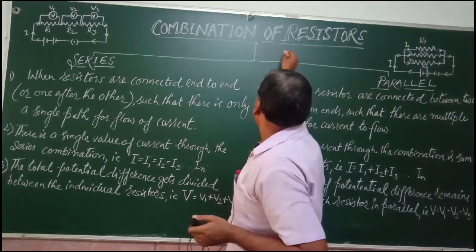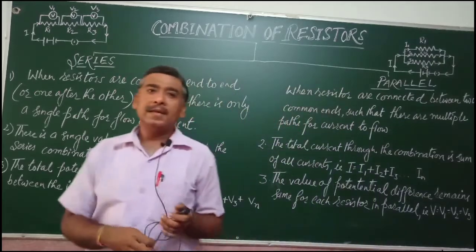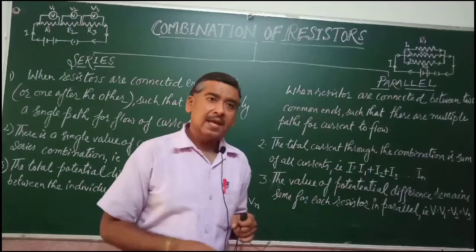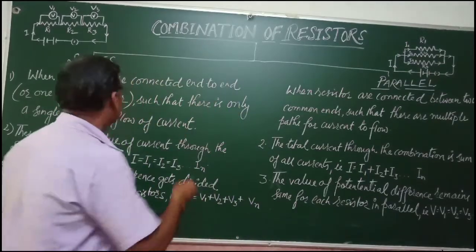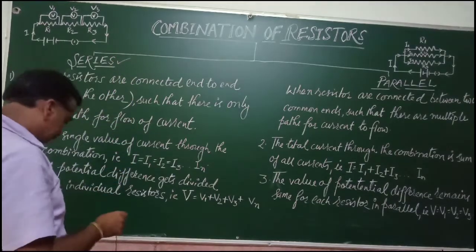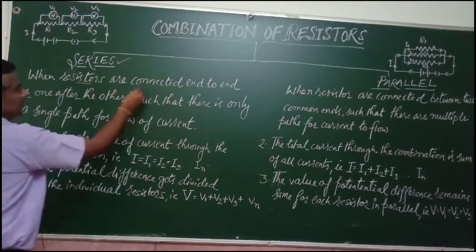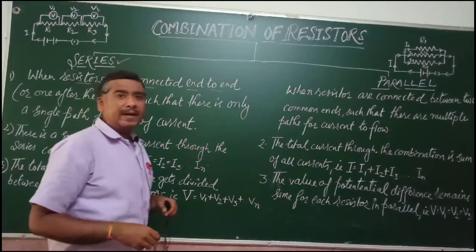Now when we talk of combination of resistors, there are basically two types in which we can combine or connect the resistors, right? What are these fundamental types of combination of resistors? The first is series combination of resistors. Now what is series combination of resistors? When the resistors are connected end to end. What do you mean by end to end?